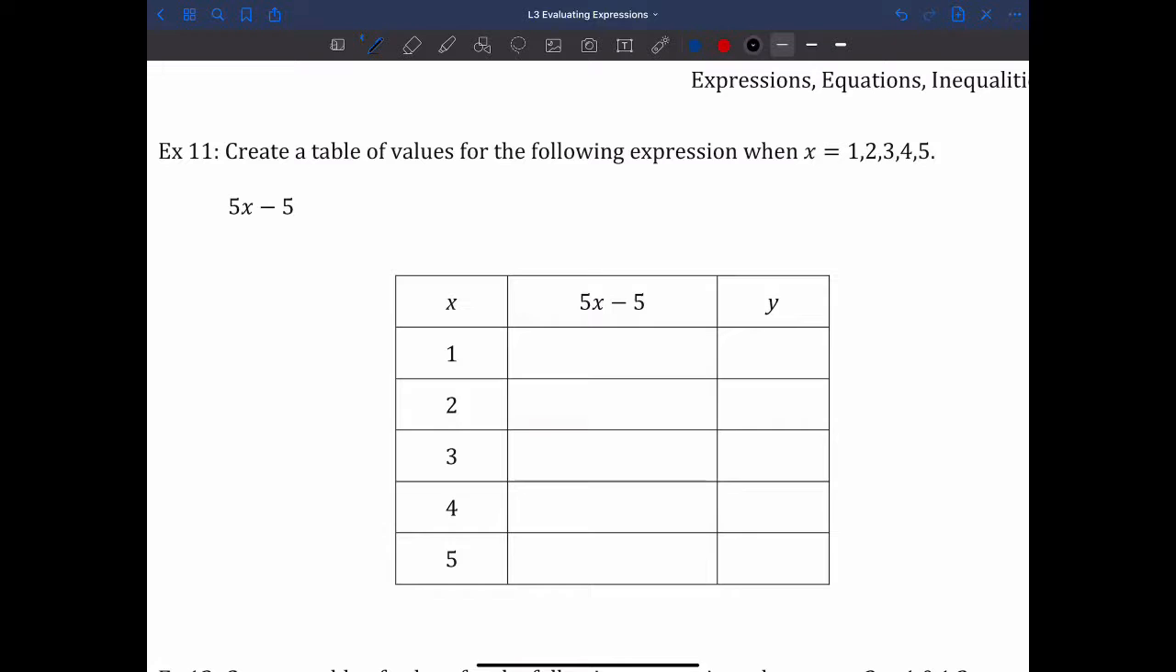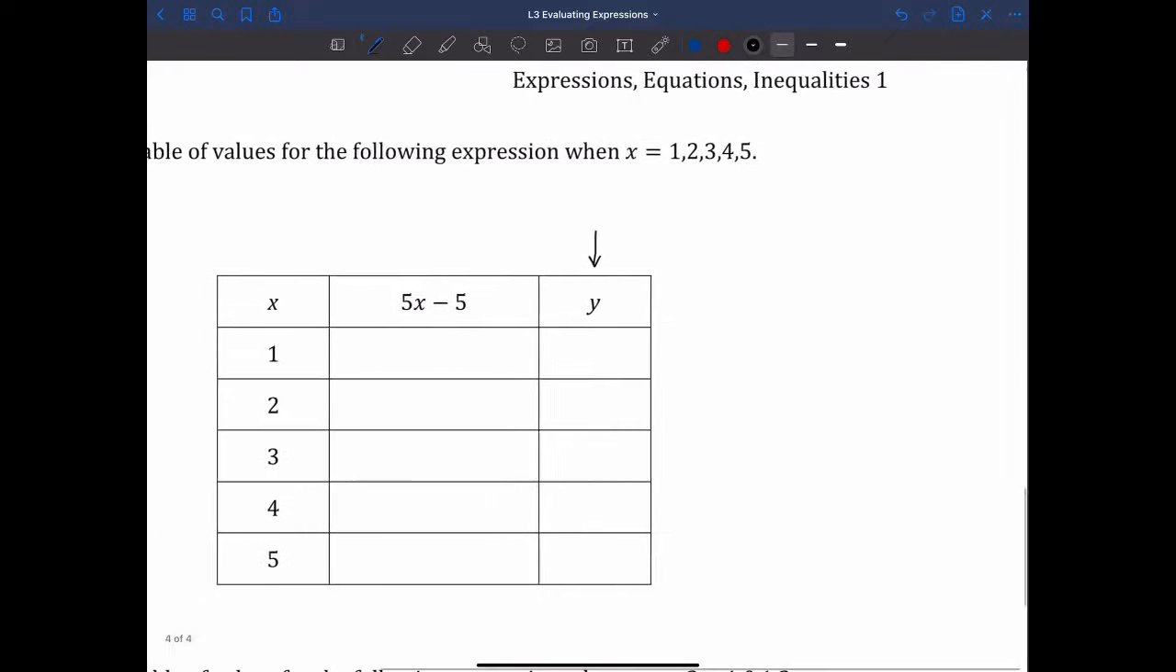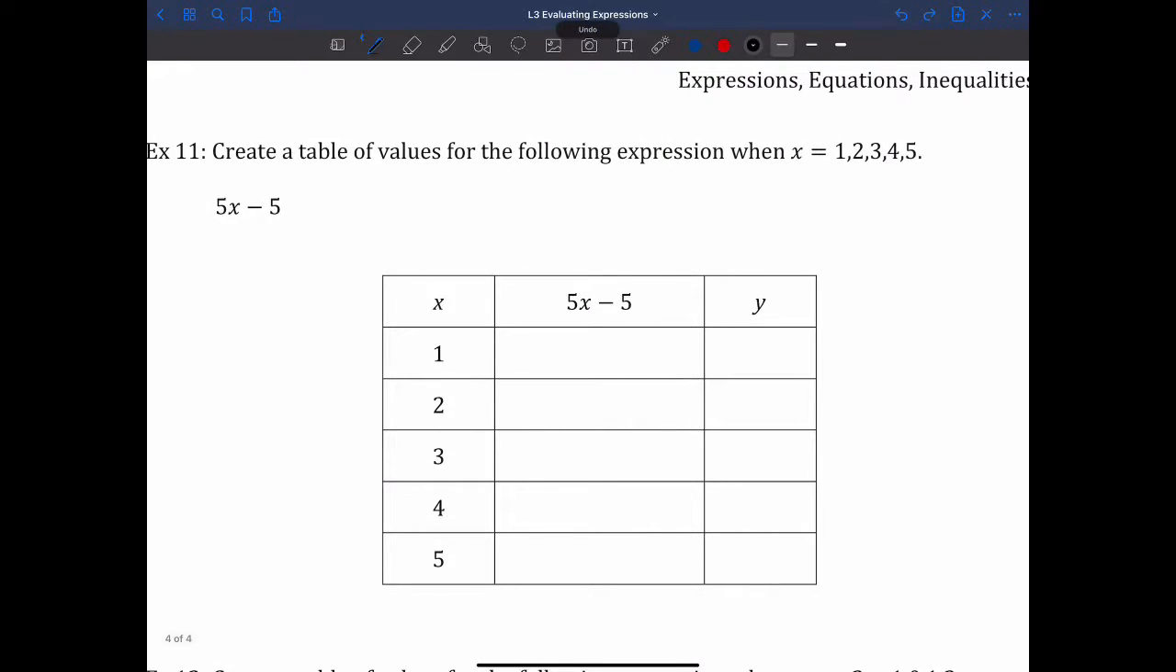So we want to figure this out when x is equal to 1, 2, 3, 4, and 5. And the expression is 5x minus 5. So you can see we have all our different x values that we're going to plug in right over there, right? We've got our expression right there in the middle, and then this y is going to come out as our answer, right? So something we're possibly going to get into is talking about this as an input and this as an output, right? So we're inputting some number x, and then we're going to get out, when we simplify, some number y.